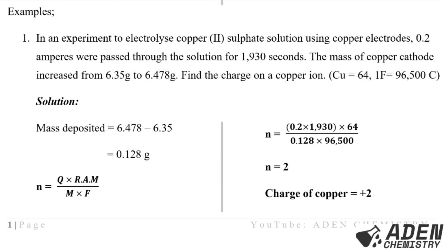So n will be equal to the quantity of electricity, which we said is obtained by using the formula IT, where I is current measured in amperes, that's 0.2, multiplied by time, which is measured in seconds. So we are given 1930 seconds, multiplied by Rm. The Rm of copper is 64, divided by M, the mass deposited, that's what we have gotten, 0.128, multiplied by F, that's Faraday, which is equal to 96,500 coulombs. So when we put all this in the calculator, the number of Faradays that we are going to get here will be 2. So the charge of the copper will be positive 2.